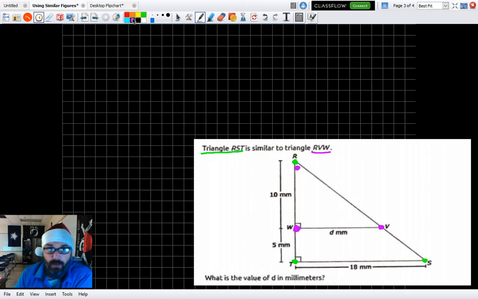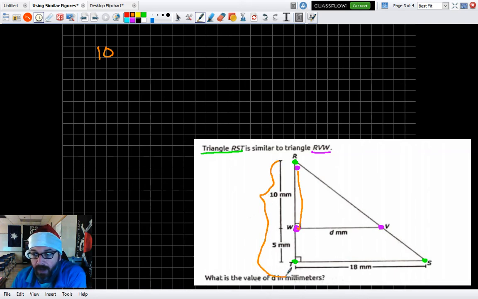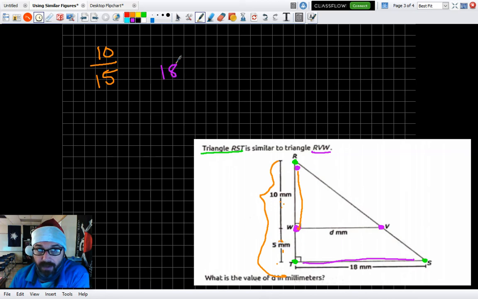Now let's set up these proportions, okay? Let's look at the little side. We have 10. And now we need to look at the big side. And when you see problems like this, make sure that you include both parts of the big side. The big side is actually going to be 10 plus 5 or 15, okay? And then we're going to have to do the proportions down here for the other side. So we have 18 for the big side. Big side's going on bottom this time. And D for the top.